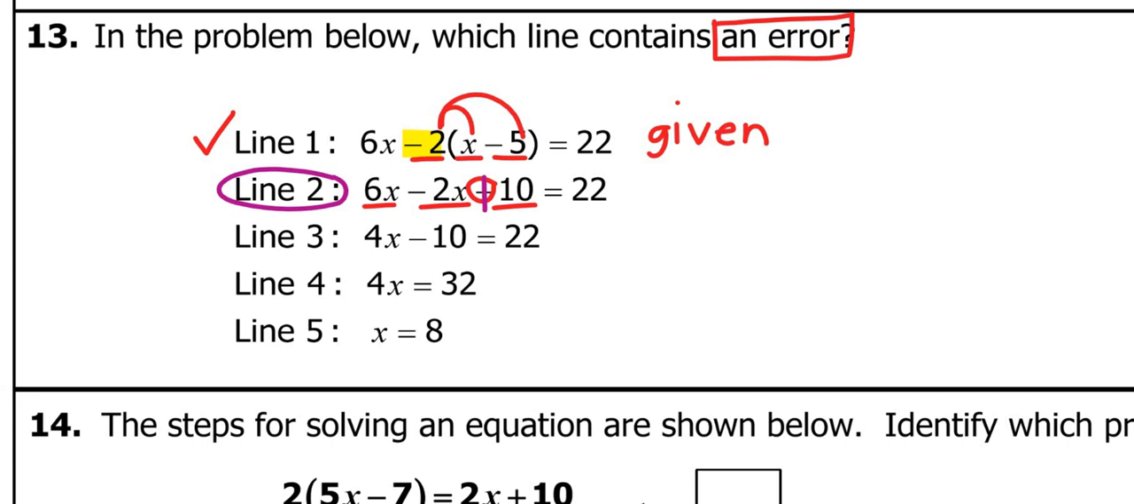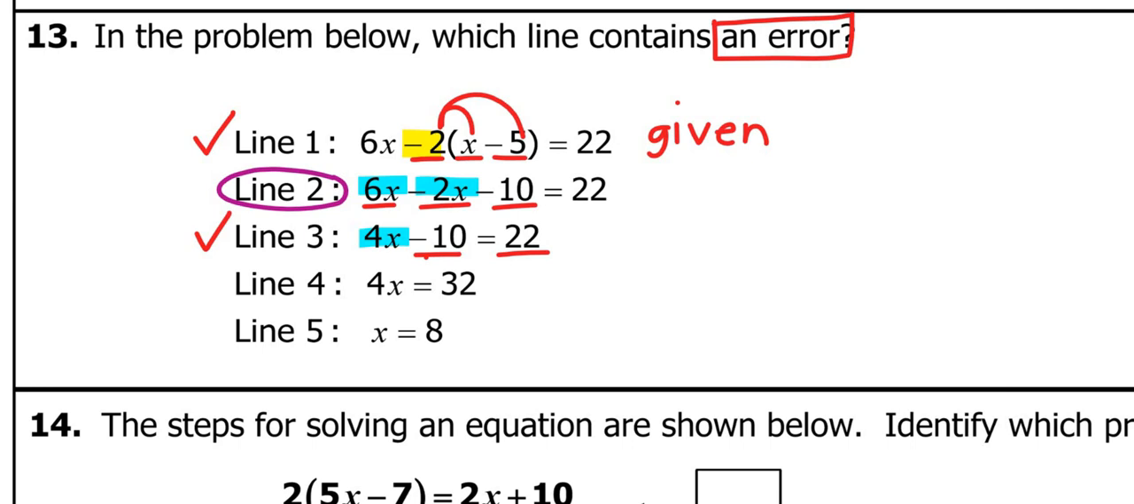But let's keep going. Let's say there was no problem. Let's just try and see if the rest of the problem is done correctly. Now, for the next step in the problem, I would combine my like terms. 6x and minus 2x should get combined. 6 minus 2 is 4x. That's good. Then the -10 is just brought along for the ride. And then the 22, nothing was changed there. So line 3 is good.